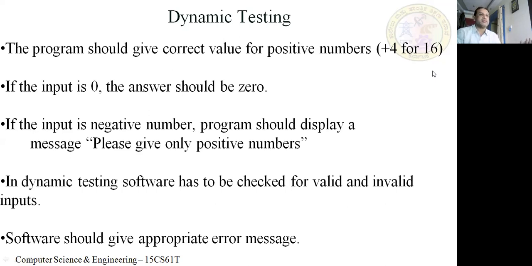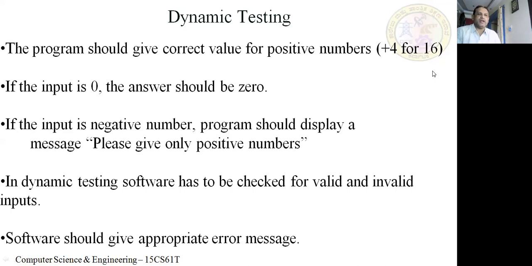Sometimes your program may accept invalid values. For example, in your ATM, you have 5,000, and can you withdraw 10,000? No, you cannot withdraw. It should immediately give a message that there are insufficient funds, something like that. So because of that, in dynamic testing, we need to test for valid values as well as invalid values. You need to test them. Software should give an appropriate error message there.